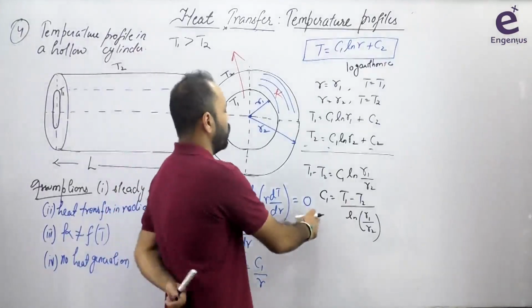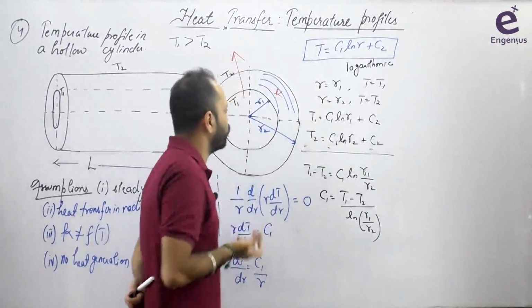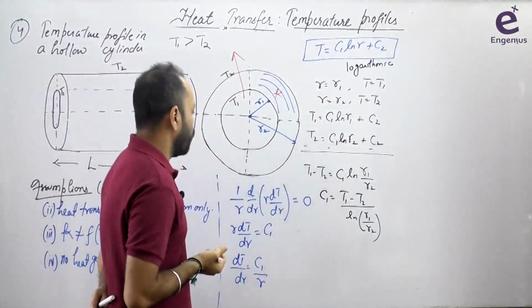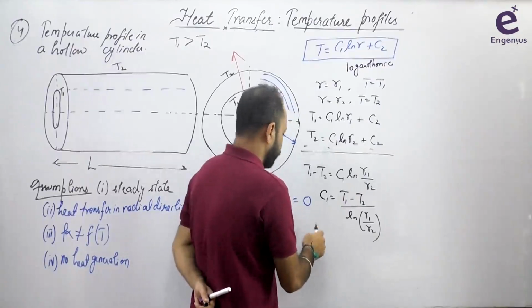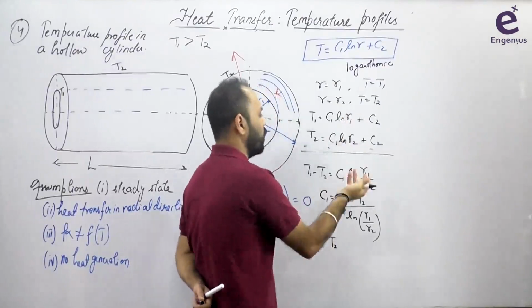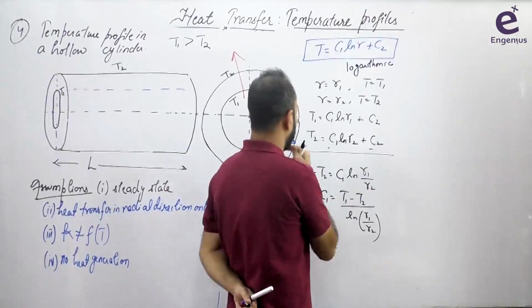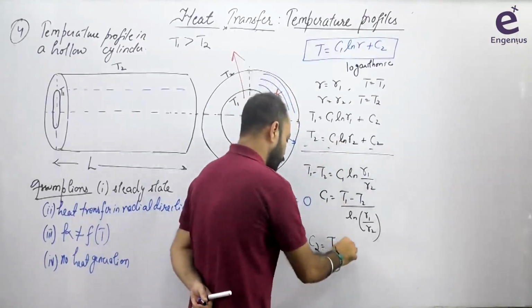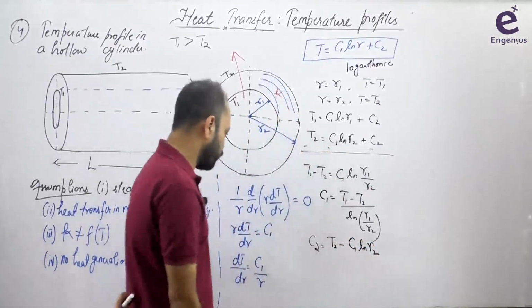Put the value of C1 in any equation. Suppose in this equation you are putting the value, then you can get the value of C2 from any of these equations. Okay, so let us put the equation. How to find C2? C2 is equal to T2 minus either C1 ln R1 or C1 ln R2. Okay, T2 minus C1 ln R2. T2 minus C1 log of R2. Any of the equation you can use. Let's see what we are getting.